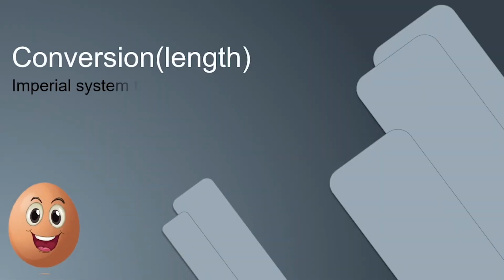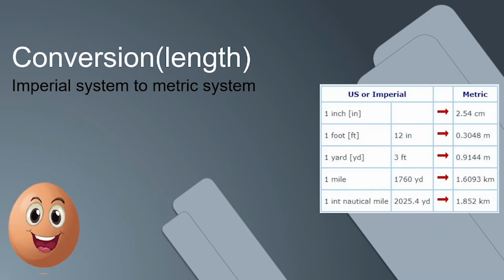Next students, conversion of length only, but here we will see conversion of imperial system to metric system. As we have seen in the previous slide, we saw the conversion of metric to imperial, where we just multiplied whatever the values are. Now there is a conversion of imperial to metric. So 1 inch can be converted to metric as 2.54 centimeter.